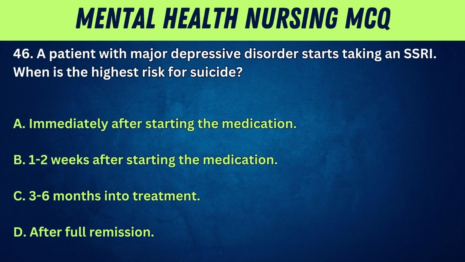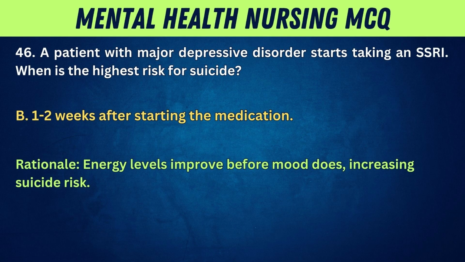46. A patient with major depressive disorder starts taking an SSRI. When is the highest risk for suicide? A. Immediately after starting the medication. B. 1 to 2 weeks after starting the medication. C. 3 to 6 months into treatment. D. After full remission. Answer. B. 1 to 2 weeks after starting the medication. Rationale. Energy levels improve before mood does, increasing suicide risk.